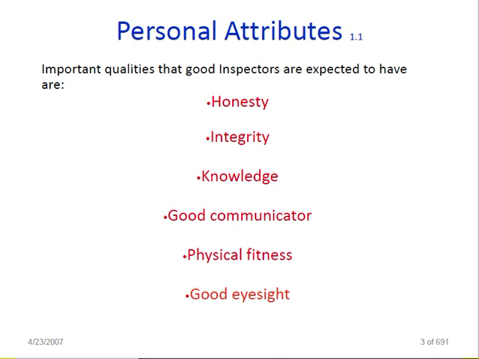What are personal attributes? Important qualities that a good inspector is expected to have. This one is for all, not only for the welding inspector. You should have honesty, integrity, knowledge, good communication, physical fitness, and good eyesight. These six things you should have as personal attributes. Eyesight is very important for a welding inspector, otherwise you cannot see any defect on the face side, the upper side of the weld.